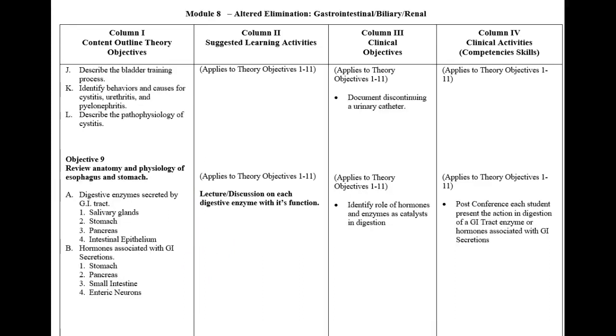As we continue on in Module 8, Objective 9, this continues with the previous objective. That was Objective 8. Now this is Objective 9. Digestive enzymes. We talked a little bit about that in class with our Kahoot! app, but also I want you to read on that. It's not a big section of reading, so I want you to read on it and focus on it, okay? Hormones associated with the GI secretions, your stomach, the pancreas, small intestines, and enteric neurons.